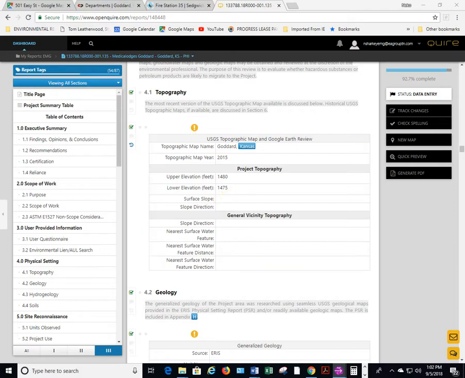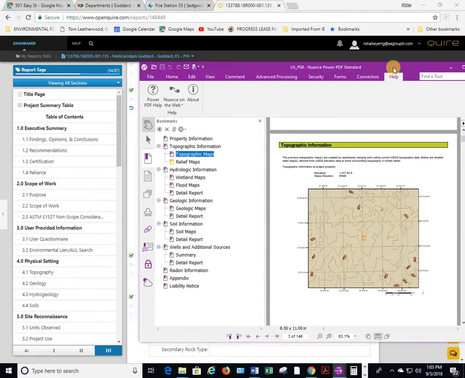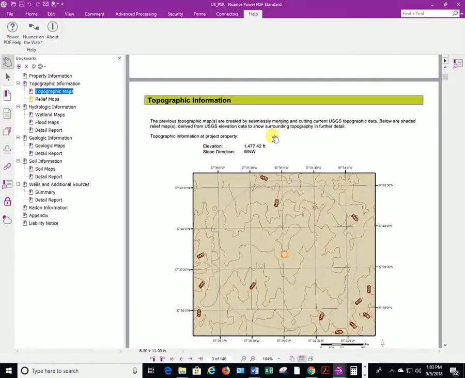Surface slope. Well, actually, you don't really know this surface slope because you weren't on site, so you'll leave that blank. Okay. Slope direction, again, you're not on site, so you leave that blank. Okay. Slope direction right here, you would say, are these talking about the same thing? No. Project topo, this is on site information. The general is talking about the entire topo map, and that information is given to you on this.